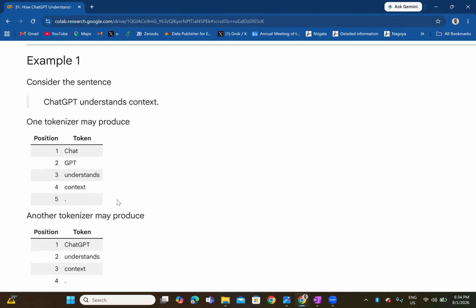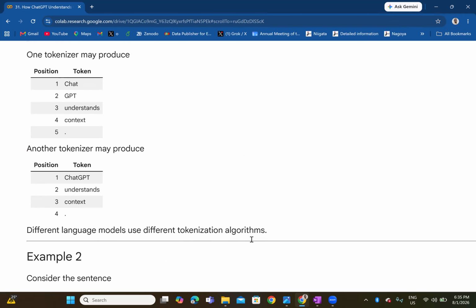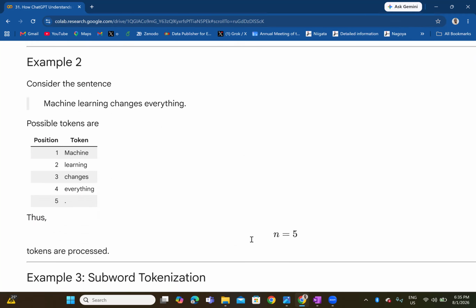Example one, consider the sentence: "ChatGPT understands context." One tokenizer may produce: one, chat; two, GPT; three, understands; four, context; and five, the full stop. Another tokenizer may produce: one, ChatGPT altogether; two, understands; three, context; and four, the full stop. Different language models use different tokenization algorithms, so it depends on the kind of tokenizer you're using. Example two, consider the sentence: "machine learning changes everything." Possible tokens are: one, machine; two, learning; three, changes; four, everything; and five, the full stop.